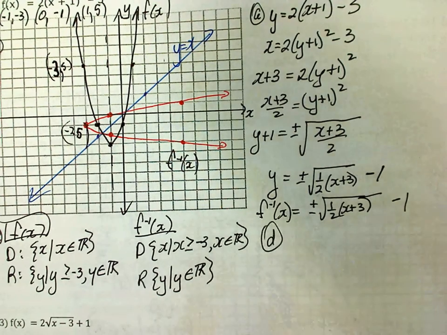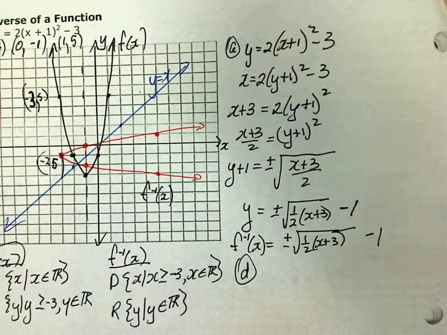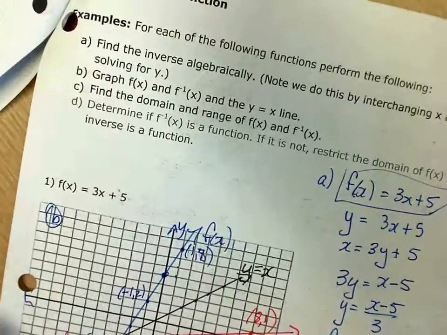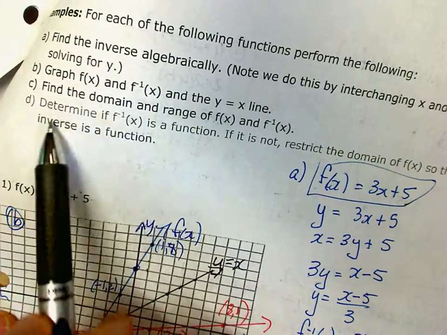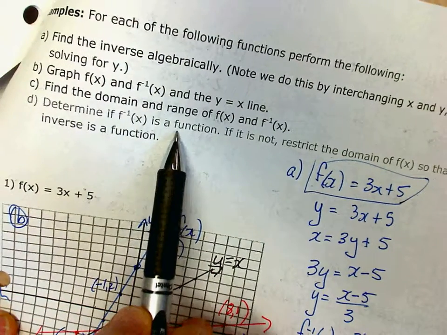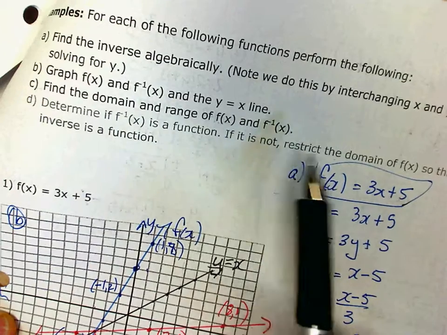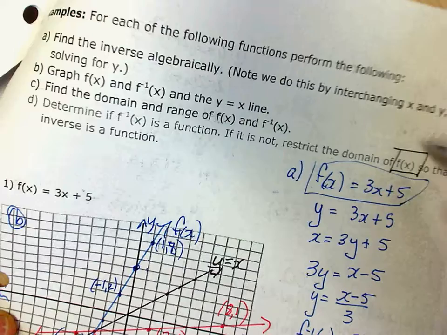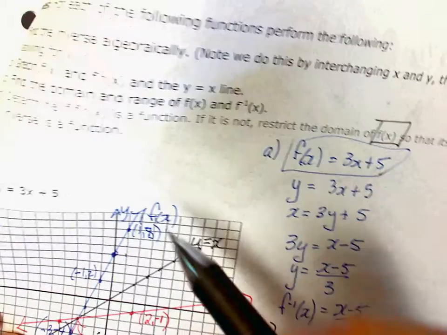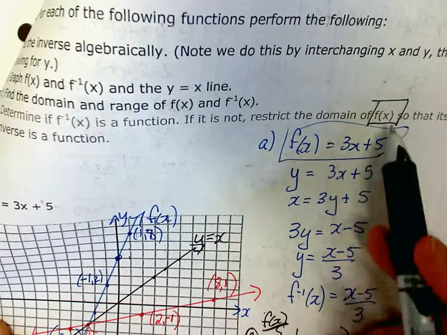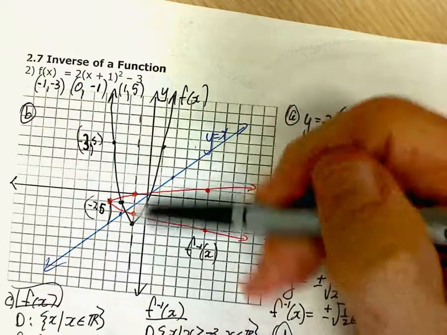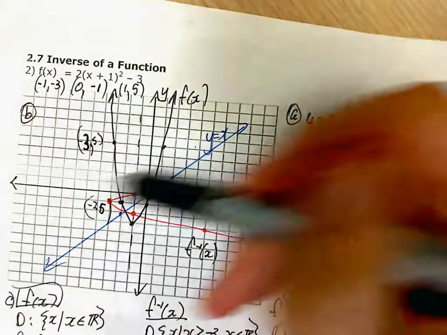Another part of this question was, notice, I'll flip it back right away. Determine if the inverse of f is a function. If it is not, restrict the domain of f of x so that its inverse is a function. Okay? So we have to go to f of x, restrict this domain so that the inverse will be a function.